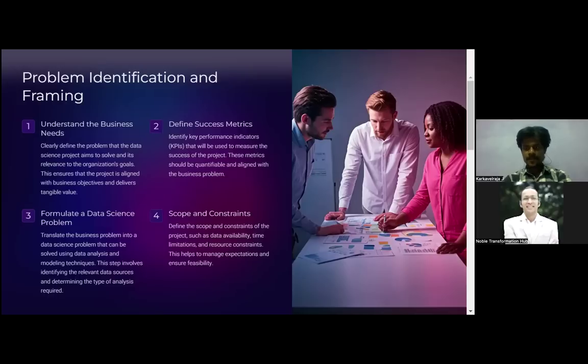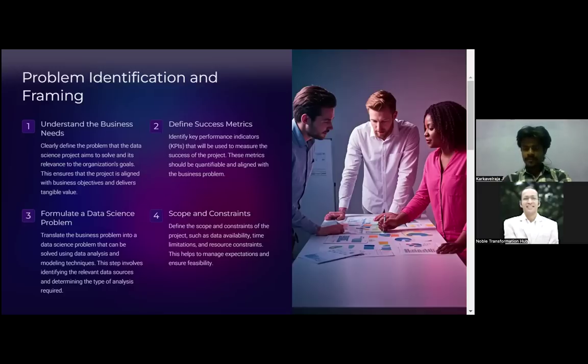Then, define success metrics. Identify key performance indicators, KPIs, that will be used to measure the success of the project. That is very important. The metrics should be quantifiable and aligned with the business problem, because you need to quantify them, right? It's not that you have undefined, unclear metrics that you can't quantify. You should be able to quantify them.